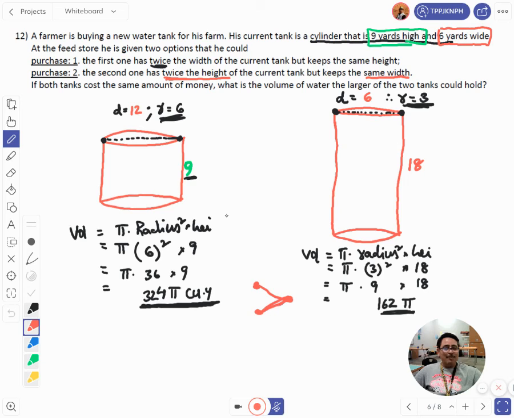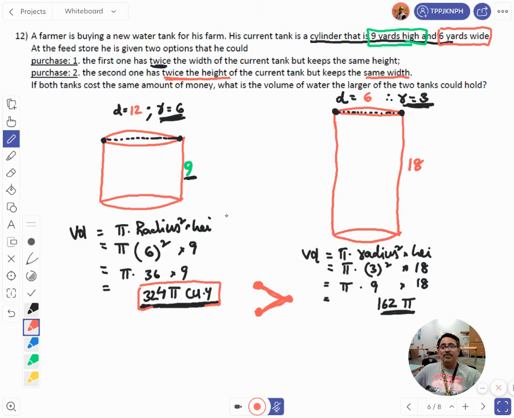This is what will happen if you see the marketing strategy. Most of the companies produce a taller one but not the wider one, because the taller one seems to be holding more capacity, but it is not true. The wider one holds more capacity. As the price is same, if I'm the farmer, obviously I'll go with the first option because the capacity is more. So again, don't get confused here.